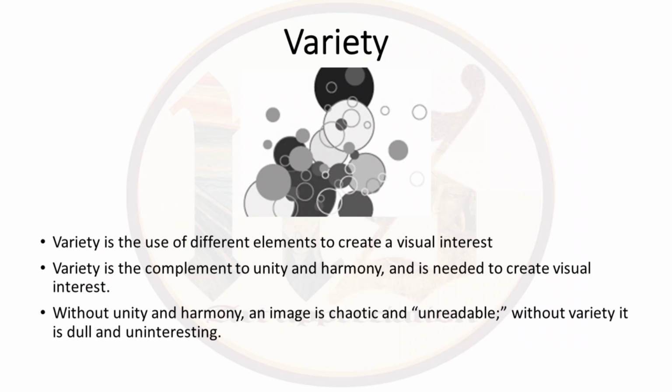Moving on to the next principle, variety. Variety is the use of different elements to create visual interest. Variety is the complement to unity and harmony, which means without unity and harmony, the image is scattered. Without variety, it is dull and boring. Say for example, the image above. The circles are in different sizes, they are in different tones. They seem to go back and come forth. So this variety is making it overall interesting.